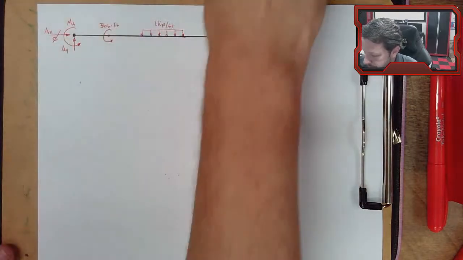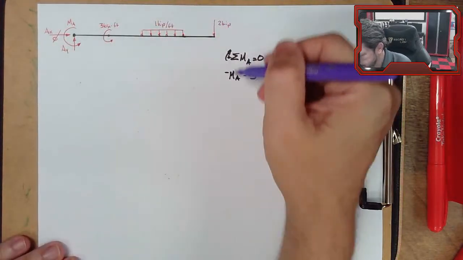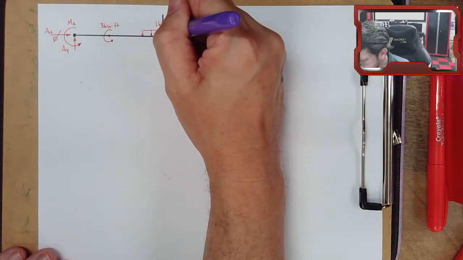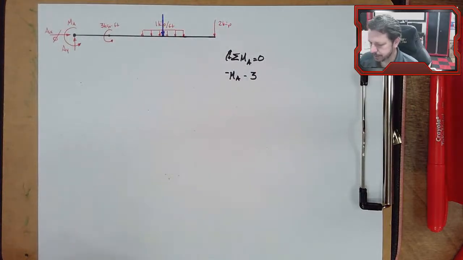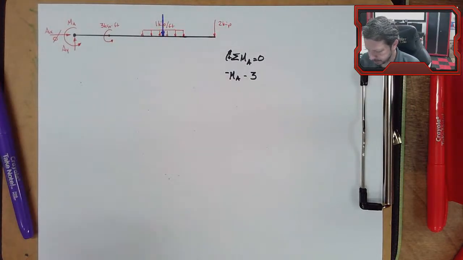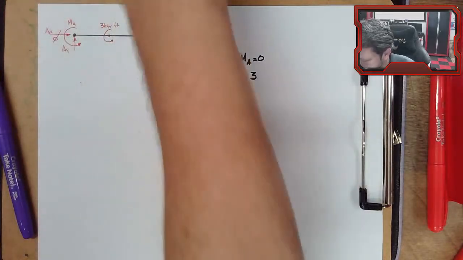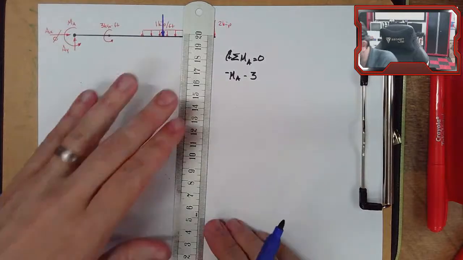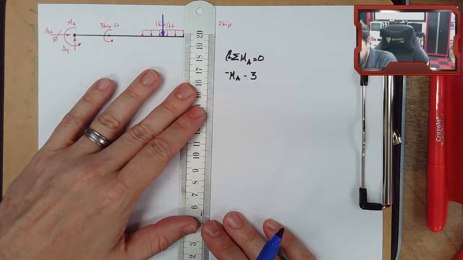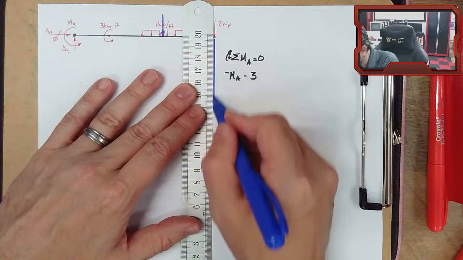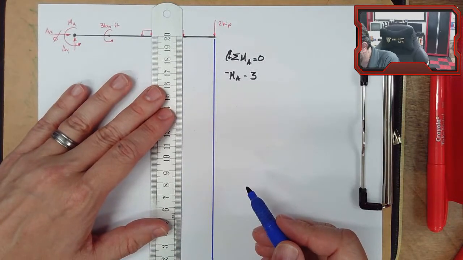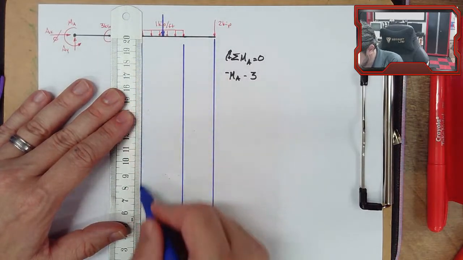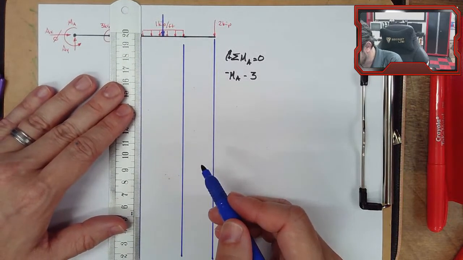This is a distributed load, so when I'm doing moments and forces in Y, I need these distributed loads to be point loads. Oh, I need to put dimensions on here. We can't do anything until we have dimensions. Hold on. Let's go ahead and draw all of our reference lines here and put dimensions on this thing. Oh, I drew on the ruler, not on the page.